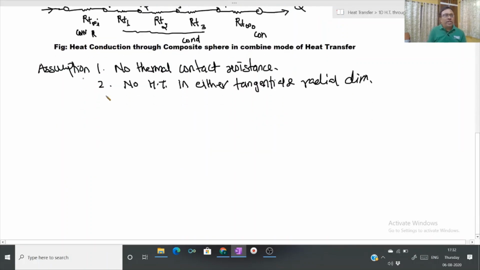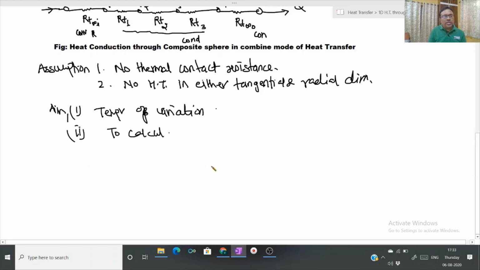Now our aim is to find out the temperature variation. The aim of the entire analysis is to find out the temperature variation, and the second aim is to calculate the heat transfer rate Q. Now how to achieve these two aims?